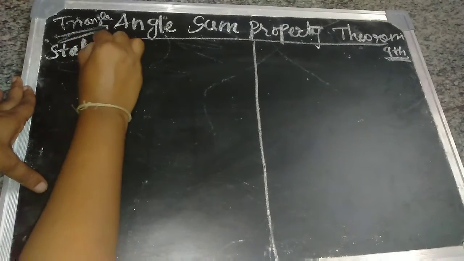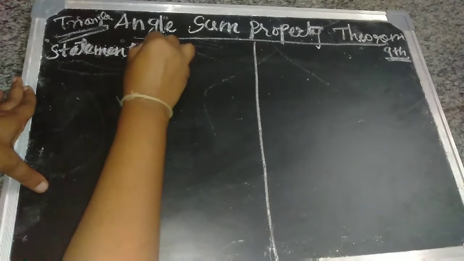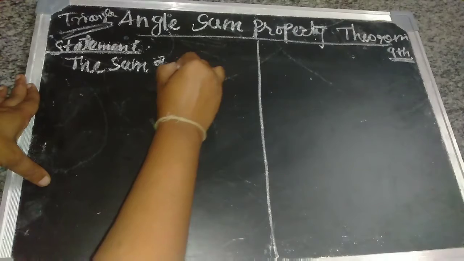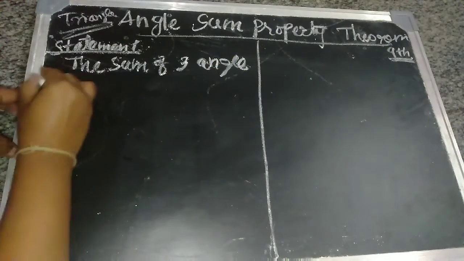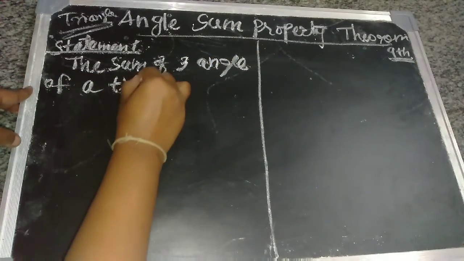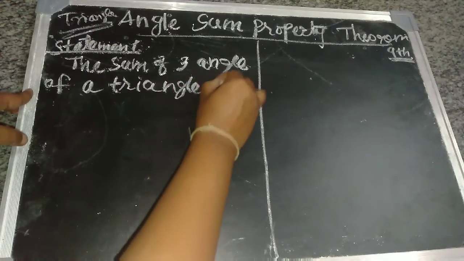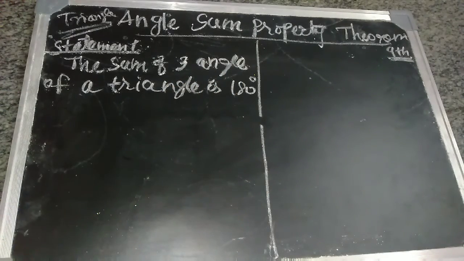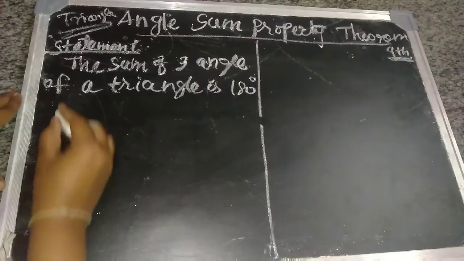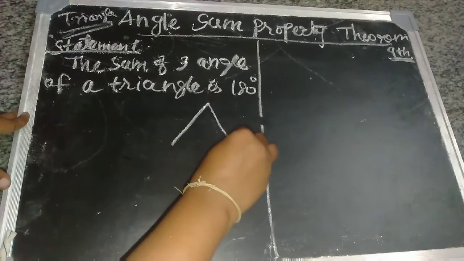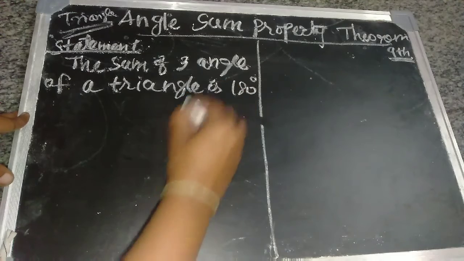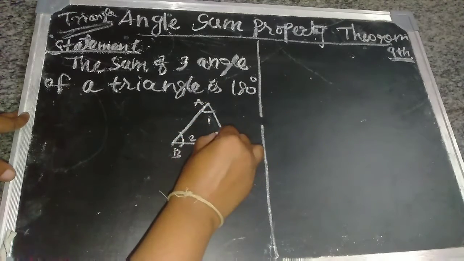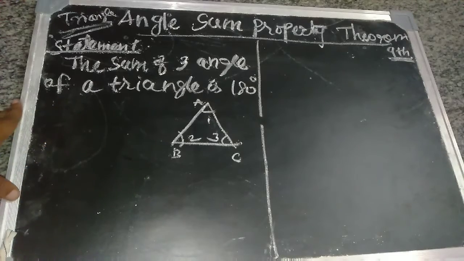What is the statement? The sum of three angles of a triangle is 180 degrees. This is the important statement. Applying this concept only, we are seeing so many things. Okay, so we draw one triangle like ABC. So first angle, second angle, then third angle, because a triangle makes three angles.